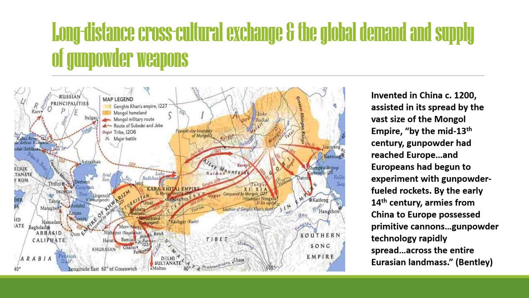Bentley again saying that by the mid-13th century, gunpowder had reached Europe, and Europeans had begun to experiment with gunpowder-fueled rockets. By the early 14th century, armies from China to Europe possessed primitive cannons. Gunpowder technology as a whole rapidly spread across the entire Eurasian landmass. And you can see a bit of it here in the map, at least showing us the time and the directionality of weapons being traded to and fro.